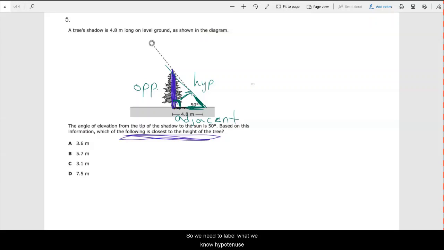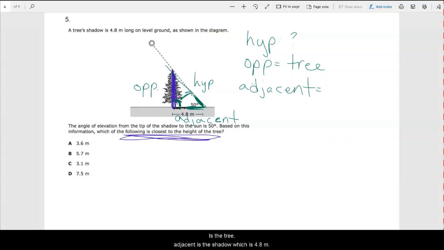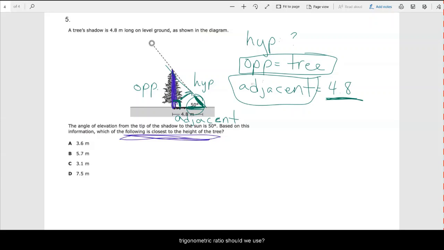So we need to label what we know. Hypotenuse is unknown. Opposite is the tree. Adjacent is the shadow, which is 4.8 meters. And we are focusing on a 50-degree angle. So we have adjacent, and we are looking for the opposite. Which trigonometric ratio should we use? We should use tangent, because tangent is opposite over adjacent.